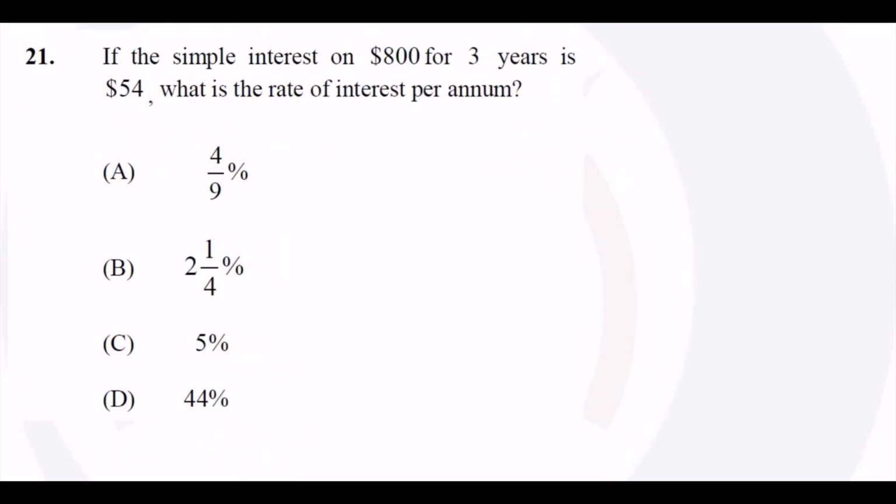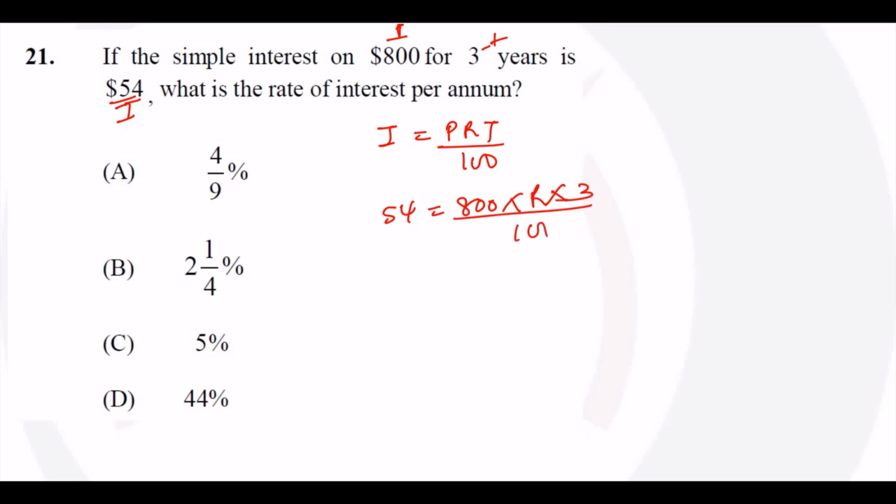Question 21. If the simple interest on $800 for 3 years is 54, what is the rate of interest per annum? So the question is asking us to find the rate. So we know that I is equal to PRT over 100. So we can plug in what we have. We have the interest, which is our I. We have our principal, which is 800, and we have our time, which is 3. So we say 54 is equal to 800 times R, which is what we want to find, times 3, over 100.